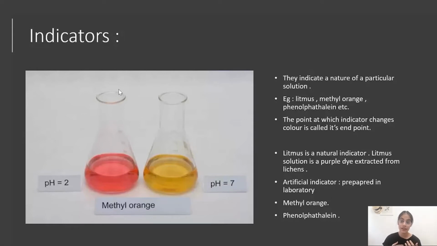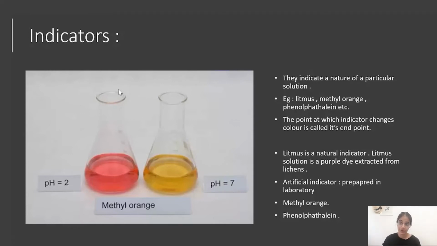Now, not all indicators appear naturally. Some occur naturally and some are synthesized by chemicals. Litmus is a natural indicator. Litmus solution is a purple dye extracted from lichens. We know that bases turn litmus blue. So when red litmus paper is dipped in a basic solution, it will turn blue. And if blue litmus paper is dipped in an acidic solution, it will turn red.